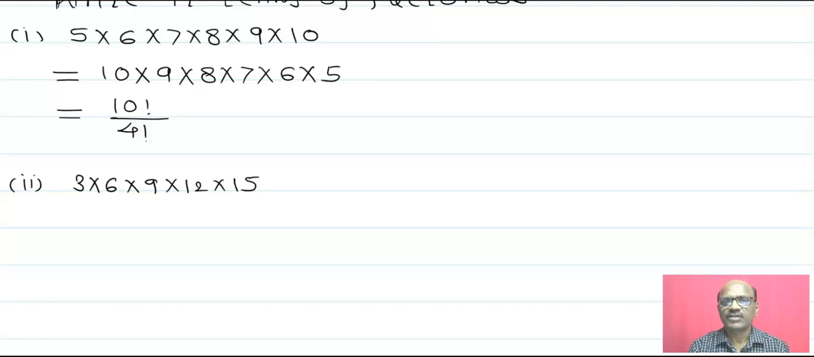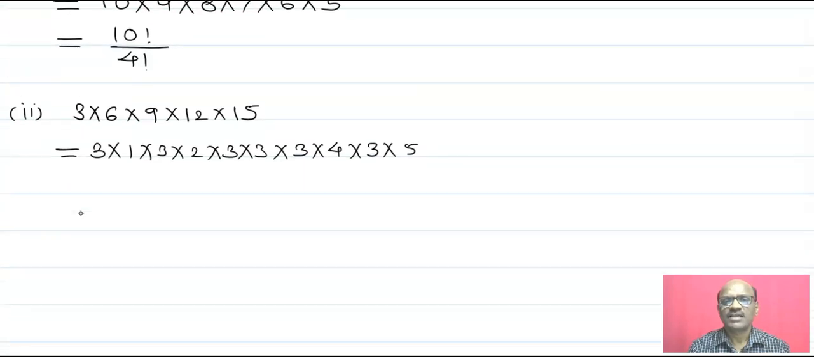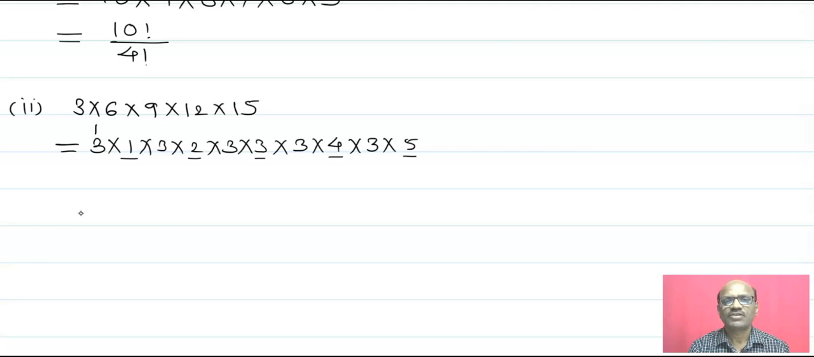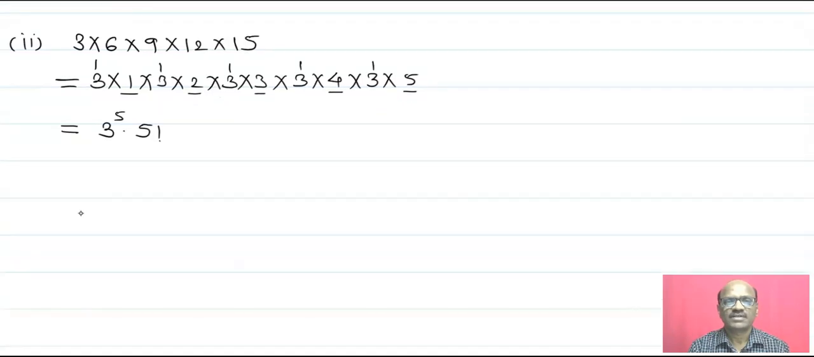Next is 3 into 6 into 9 into 12 into 15. Now if you see, this is the table of 3. Now these can be written as 3 into 1, 3 into 2, 3 into 3, 3 into 4, 3 into 5. Now 3 is repeated and 1, 2, 3, 4, 5. Therefore 3 raised to 5 into 5 factorial.